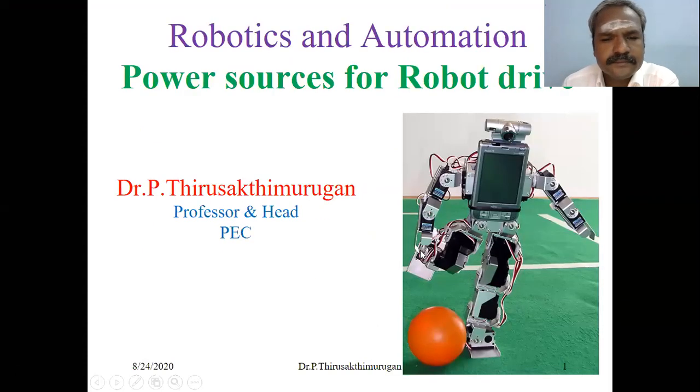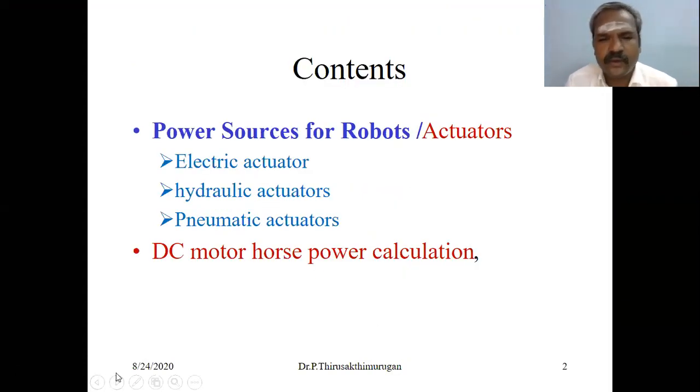So the power sources for robots, robots and actuators. There are many power actuators actually. Basically, the very small and effective one is the electrical actuator.